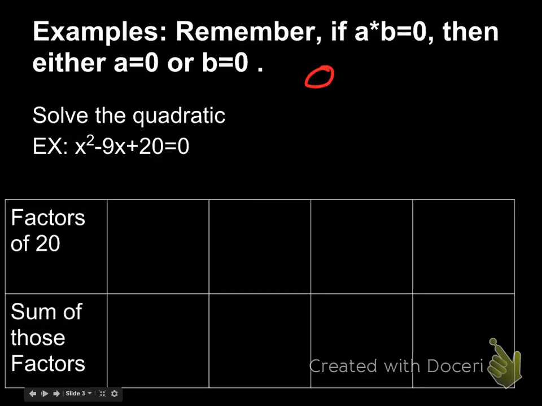So if I have 0 times b, what does that give me? 0. And if I have a times 0, what does that give me? 0 also. Good. So that's a rule that we're going to rely on a lot in this section.